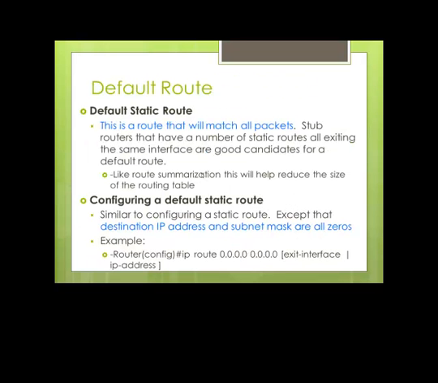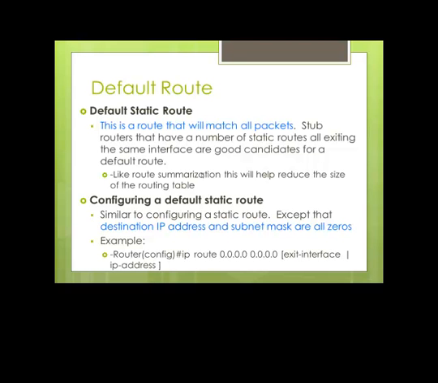The second type of special static route is a default static route, or gateway of last resort, it's sometimes called. This is a route that will match all packets. Stub routers that have a number of static routes all exiting the same interface are good candidates for this default route, such as connecting to an ISP, Internet Service Provider.